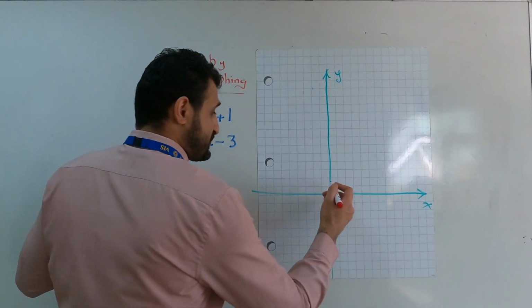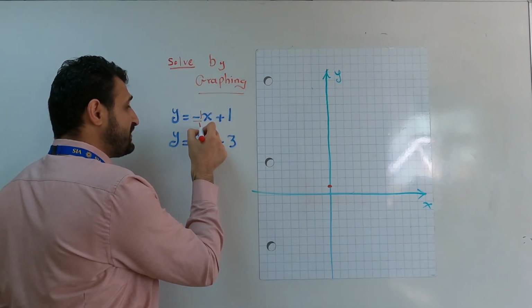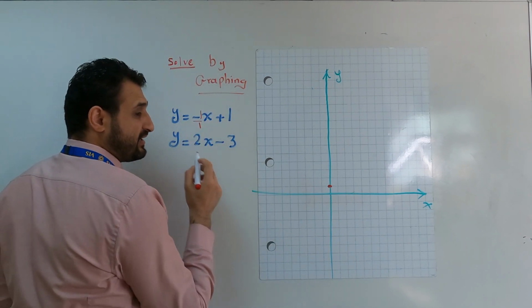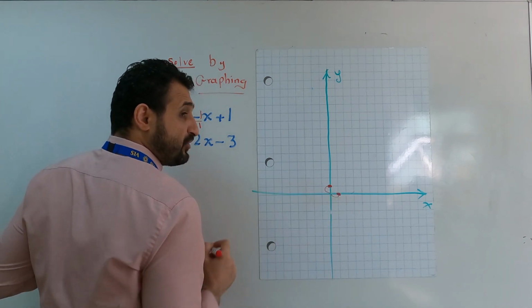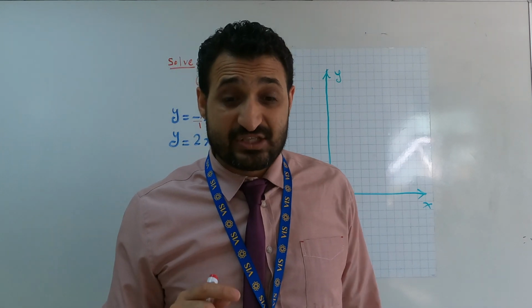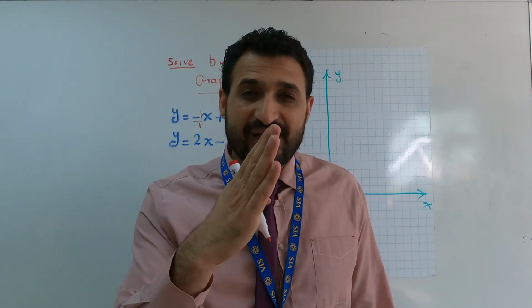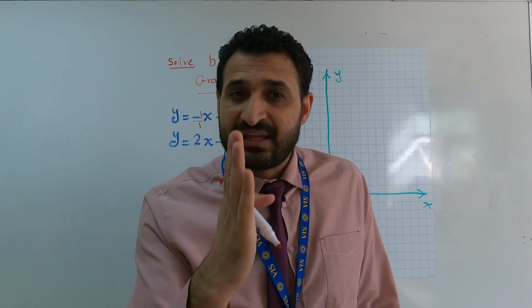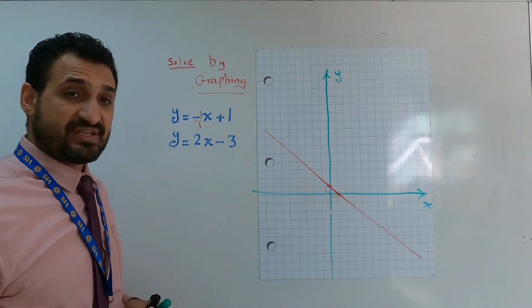The y-intercept is 1, so here is 1, and the slope is negative 1 over 1, so 1 unit down, 1 unit right. Remember, you must be as accurate as you can. Why? Because the answer will change. If your line is a little bit not accurate, the answer will not be correct. So this is the first line.